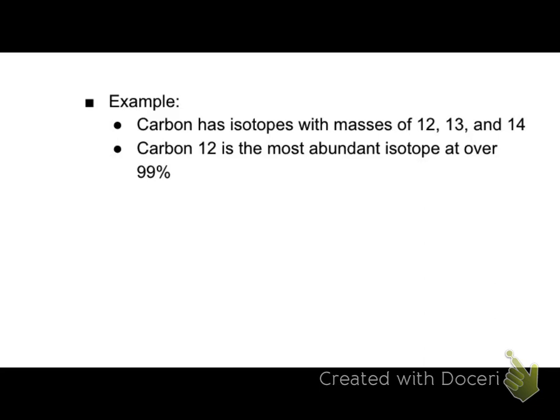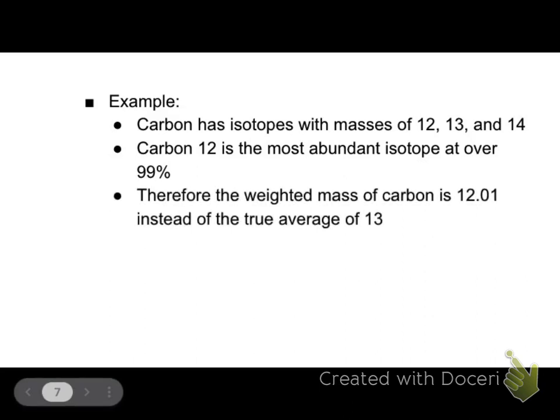So it would be not necessarily incorrect, but not quite as accurate as we could be, to say that the average mass of carbon is 13. Because if we added 12 and 13 and 14 and divided by 3, it would tell us that our average mass would be 13. But that's not what you will find true in nature, because you're going to have way more carbon-12 atoms in your mix. So instead, we do a weighted mass, or a weighted average, and we come up with 12.01, which is indicative that carbon-12 is the most common isotope.